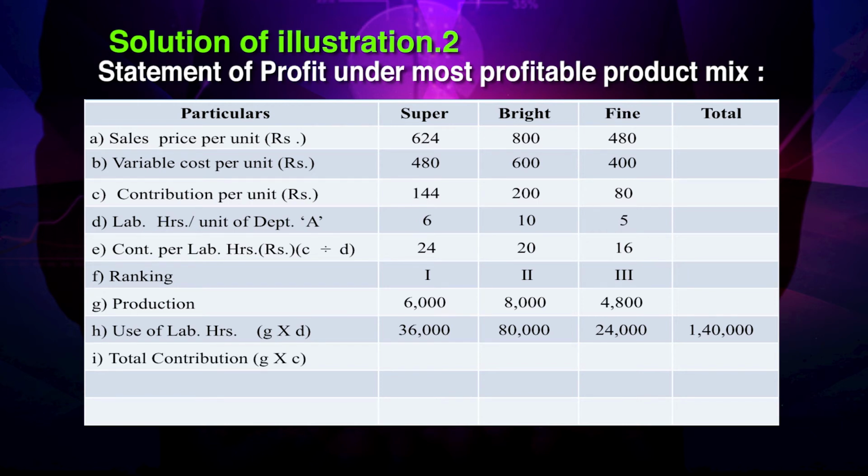Now, let us calculate total contribution, that is G into C. For Super it is 8,64,000, Bright 16 lakhs, Fine 3,84,000. So, totaling 28,48,000.